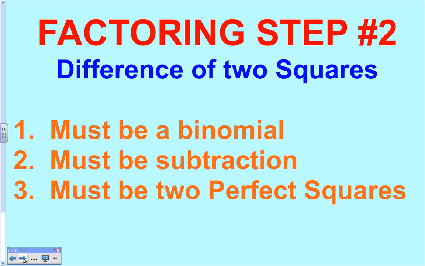The 3 characteristics you're looking for in order to identify a difference of 2 squares is that it has to be first a binomial, that means 2 terms. Terms are separated by plus or minus. So we're looking for 2 terms. The separator has to be a minus, a subtraction, that's why it's a difference of 2 squares. And the 2 terms must be perfect squares. In other words, you have to be able to write each term as one quantity squared.